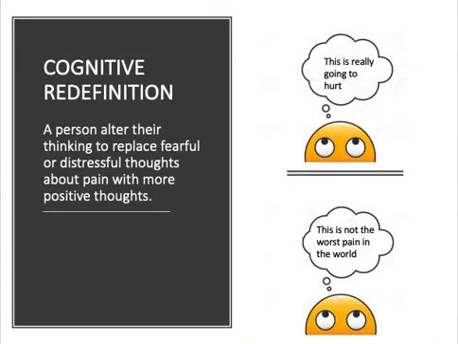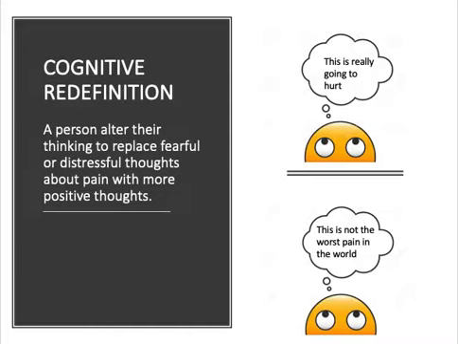So the first one, cognitive redefinition. This method is basically the therapist or the doctor asks the patient to alter their thinking, to replace fearful or distressful thoughts about pain with more positive thoughts. So let's say I keep saying this is really going to hurt, this is really going to hurt. And the doctor says, actually, change the way you feel. If you say this is really going to hurt, you're going to expect pain. So why don't you do the other way?